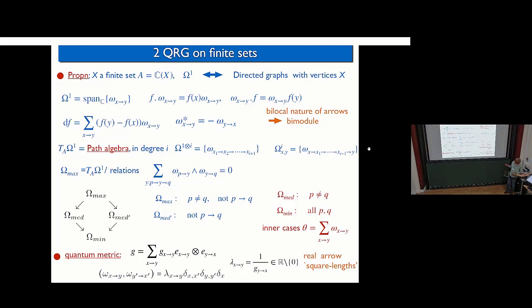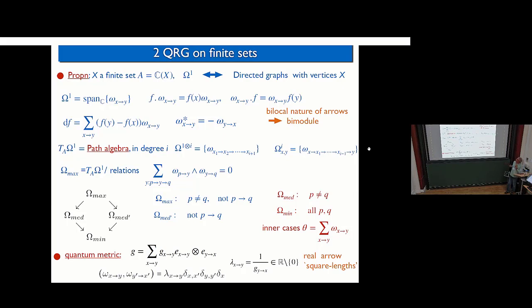On a discrete set, omega 1 is just spanned by the arrows. I put omega to avoid confusion, but it's just spanned, labeled by the arrows. And the bimodule structure is you act from the left by evaluating the function on the source of the arrow, and you multiply on the right by evaluating the function on the target of the arrow. So the bilocal nature of an arrow, right, x is not equal to y, so that means these two products never equal.